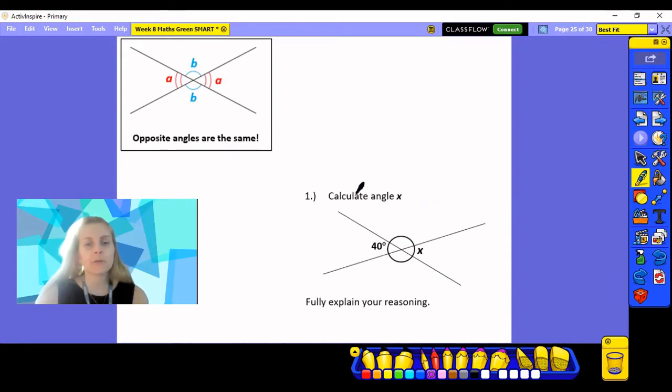So it says to us, can you calculate x? Well, actually, that's quite nice and straightforward. So we know that x is opposite to the angle here.